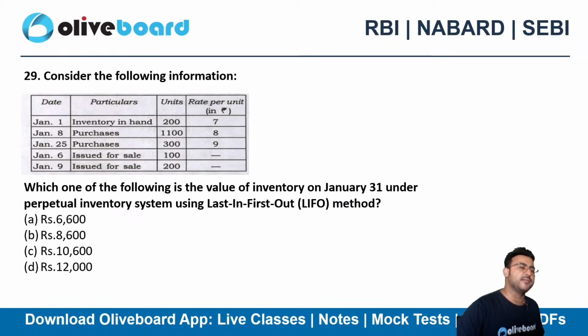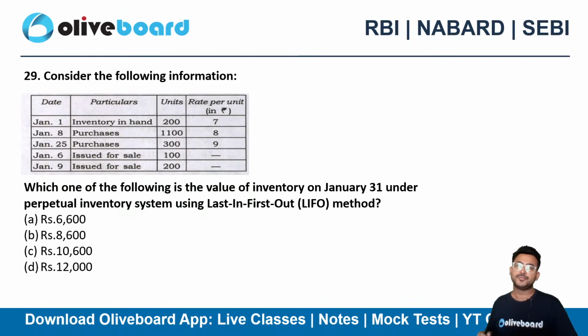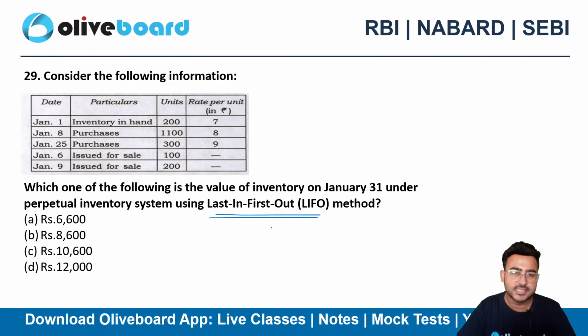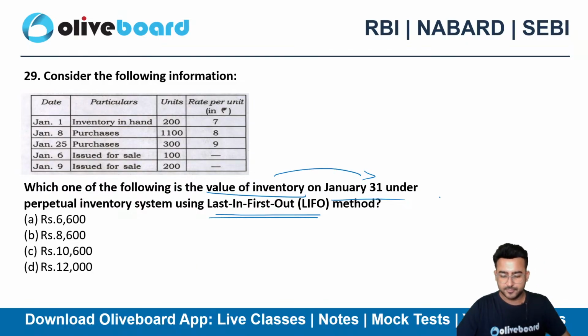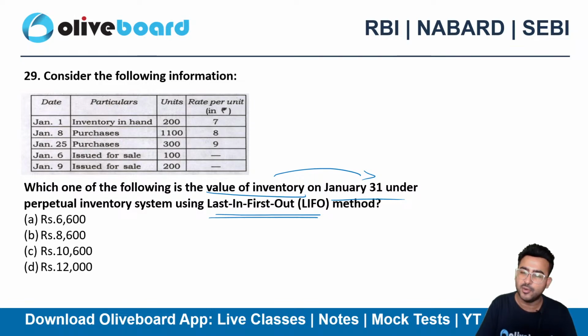Okay, next is again from your inventory valuation AS2. You need to use the LIFO method, last in first out, and you need to calculate the closing stock value of inventory on 31st January. You need to calculate the closing stock valuation based on LIFO method, last in first out. तो याद रखना, जो latest stock आया है उसमें से सबसे पहले जाएगा.